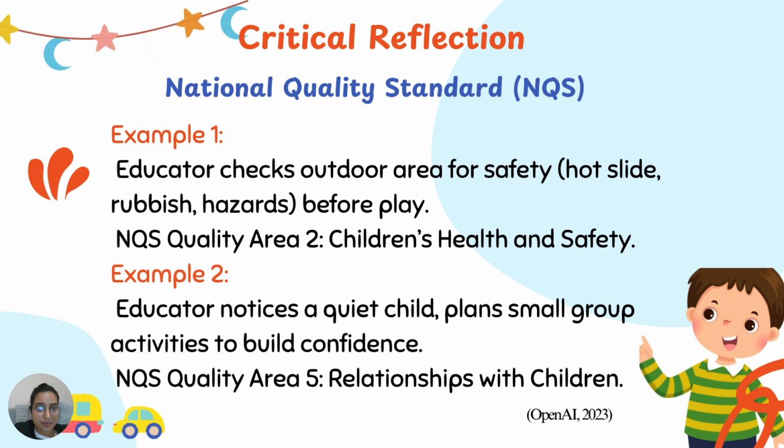In my next example, I can tell you about the next quality area link. If I notice that one child is quiet among a group of children, I can plan a small group activity for that child to build confidence and to make him feel safe and comfortable to talk. So this directly links to quality area 5, which is relationships with children. In this way, I can support the child's emotional needs and confidence. Thank you so much.